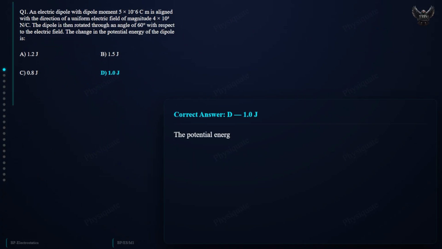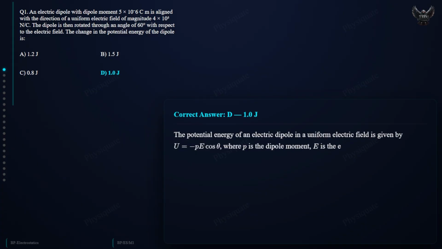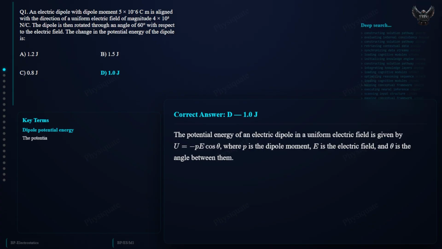The potential energy of an electric dipole in a uniform electric field is given by U equals minus P E cos theta, where P is the dipole moment, E is the electric field, and theta is the angle between them. Now let us consider dipole potential energy. The potential energy of a dipole in an electric field depends on the orientation of the dipole with respect to the field and is expressed as U equals minus P E cos theta.